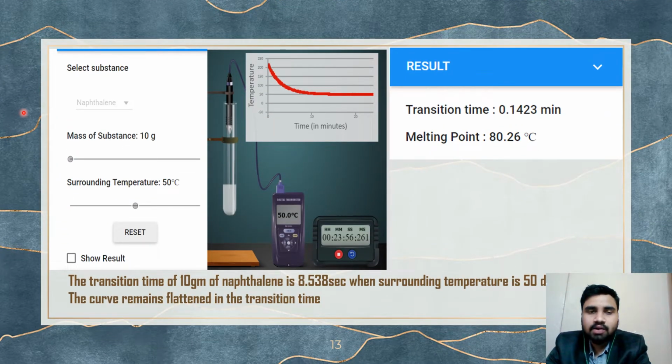Even during the third trial, we have kept the mass of substance constant as 10 grams and increased the surrounding temperature to 50 degrees centigrade, and we have found out that the transition time of 10 grams of naphthalene is 8.538 seconds when the surrounding temperature is 50 degrees. The curve remains flattened in the transition time at this point.